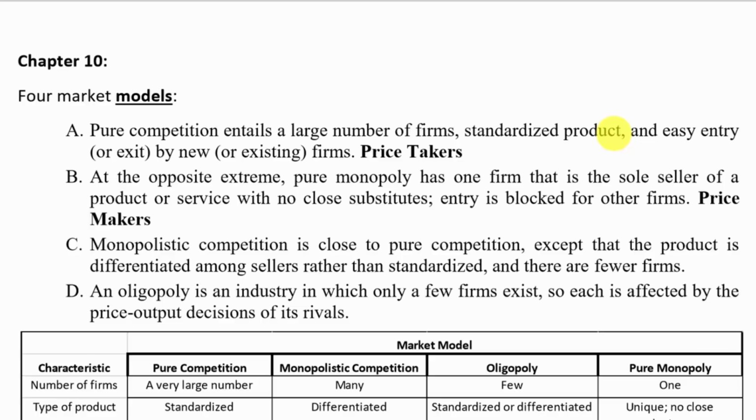Now, the opposite extreme assumption would be there's not a lot of firms all selling the same thing. There is just one firm. So at the very opposite extreme, we have what we call a pure monopoly. In a pure monopoly, there's one big firm. They are the only person selling a product or some kind of service, and there are no close substitutes.